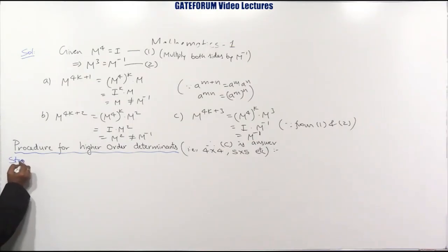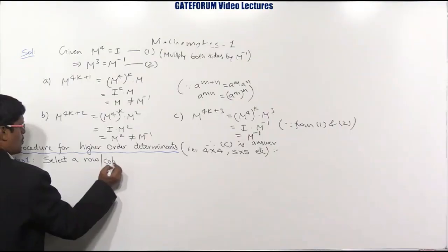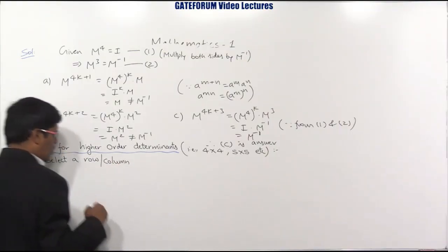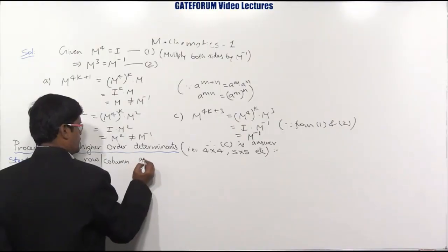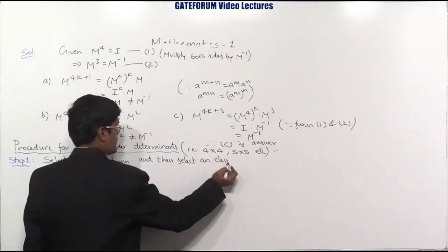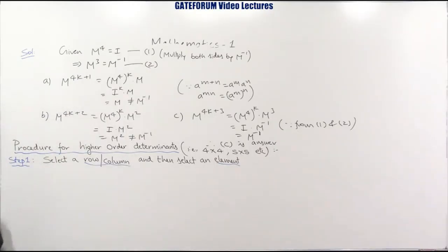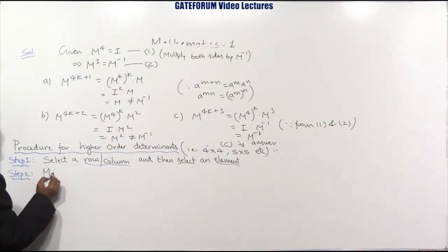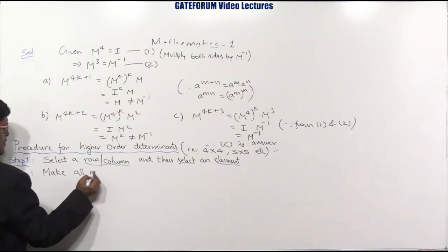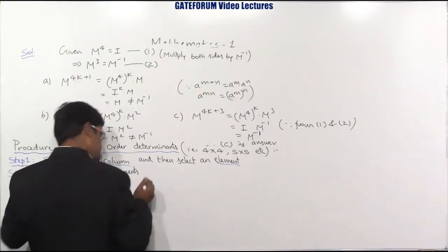There are 2 steps to evaluate higher order determinants. Step 1. Select a row or column, either row or column, and then select an element. Step 2. Make all other elements zero.